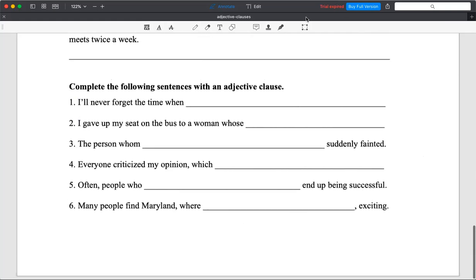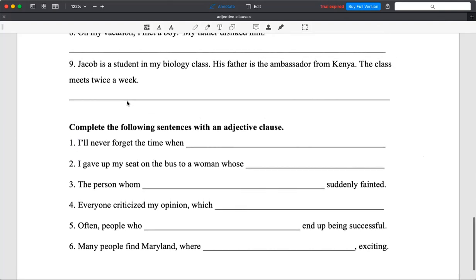So for the next exercise, I want you to complete these sentences with your own words this time. Try to fill in the blanks in your own words. I want all of you to try answering and completing these sentences with the adjective clauses, all those six numbers. Go ahead. I want you to complete the sentences with an adjective clause, number one to number six. You can choose three of them, or you can do all of them if you want to practice more.